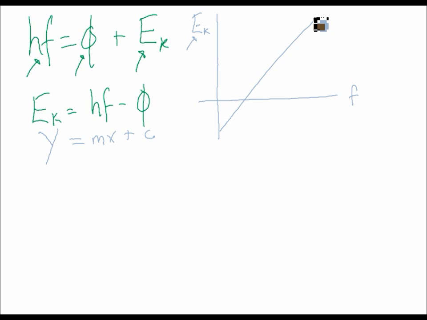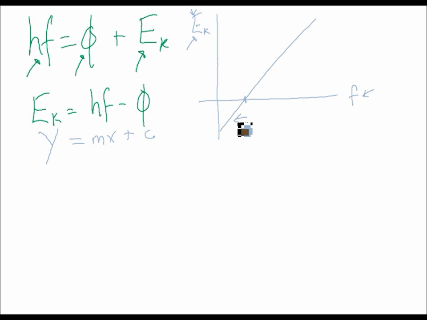Things to note from this graph, there's lots and lots of different things. Now, remember, this is the frequency of the incoming photon, and this is the maximum kinetic energy of the emitted electrons. Now, first thing, let's look at this point here, okay? This point of the graph, it kind of doesn't exist. We'll come back to that in a second.